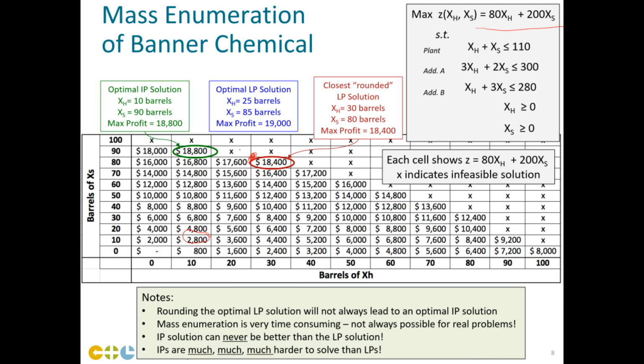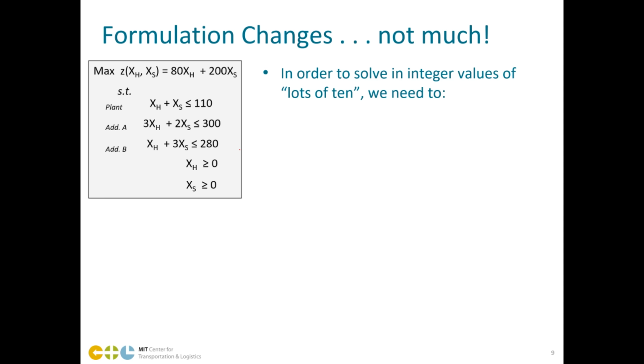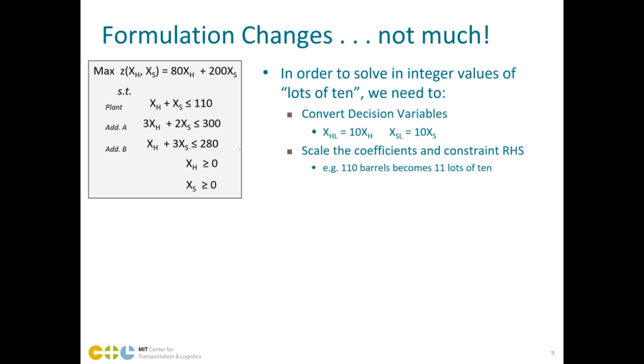Take it from the real world situation, put it into a language that you can put into a model. And so this was our initial formulation for the linear program. And so what's going to change? If I want to make sure I only solve in lots of 10, I have to convert the variables. I'm going to call it x sub hl instead of xh, and it's just 10 represents 10 barrels. I'm going to scale the coefficients and the constraints on the right-hand side. Right, so 110 barrels becomes 11 lots of 10. And I have to indicate that the new decision variables are integers.